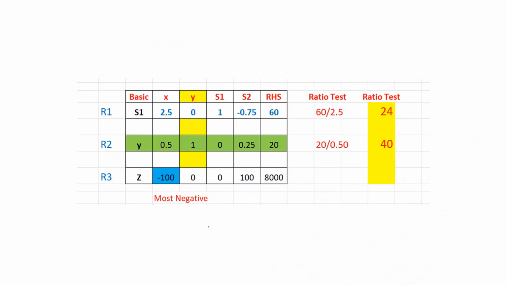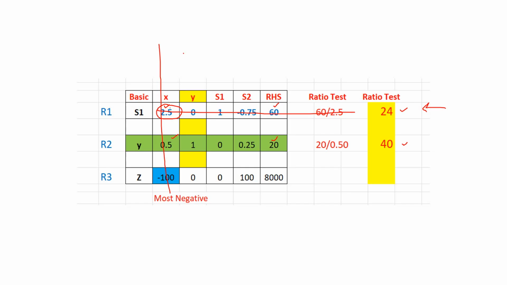Most negative is 100. You draw a line here. Then you divide this 60 by 2.5 and this 20 by 0.5. Then you are getting 24 and 40. So this is the minimal value. Now you draw a line here. So this element is the pivot element.